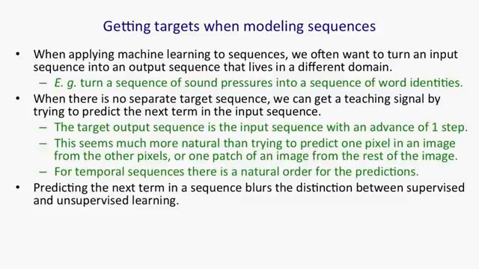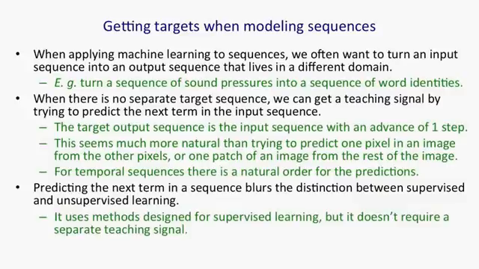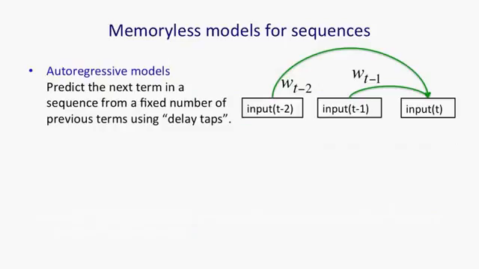When we predict the next term in a sequence, it blurs the distinction between supervised and unsupervised learning that I made at the beginning of the course. So we use methods that were designed for supervised learning to predict the next term, but we don't require a separate teaching signal. So in that sense it's unsupervised. I'm now going to give a quick review of some of the other models of sequences before we get on to using recurrent neural nets to model sequences.